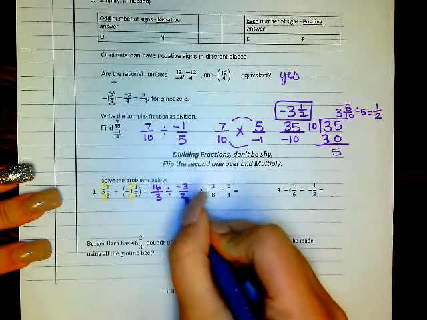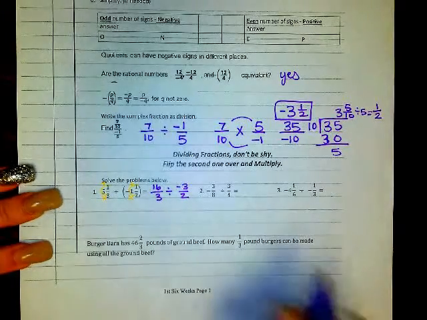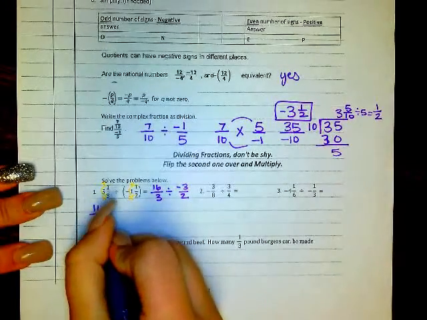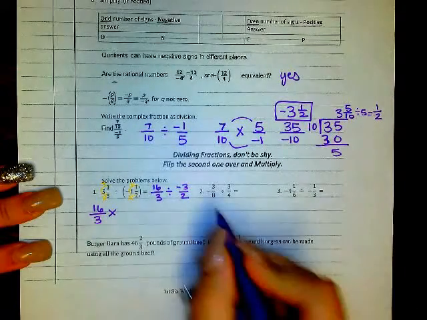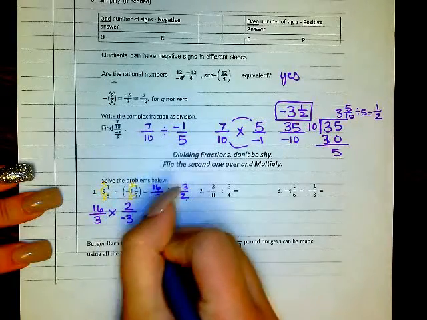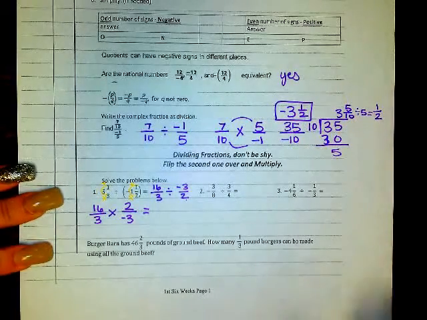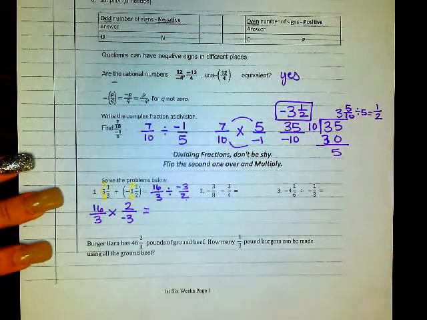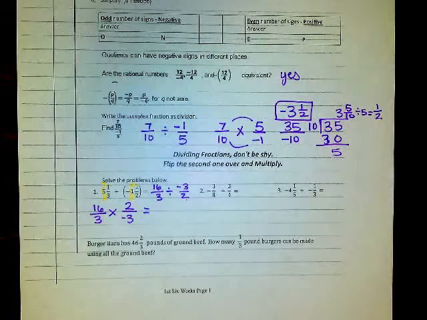Negative 3 over 2. Okay, now I'm going to keep the first one the same, 16 over 3. Change the division to multiplication, and then flip the second fraction. So 2 over negative 3. Then you're just multiplying fractions. And I don't know if y'all remember the other song, but it's multiplying fractions. Don't be shy. Flip this. Oh, I'm singing the dividing song. Multiplying fractions, that's no problem.